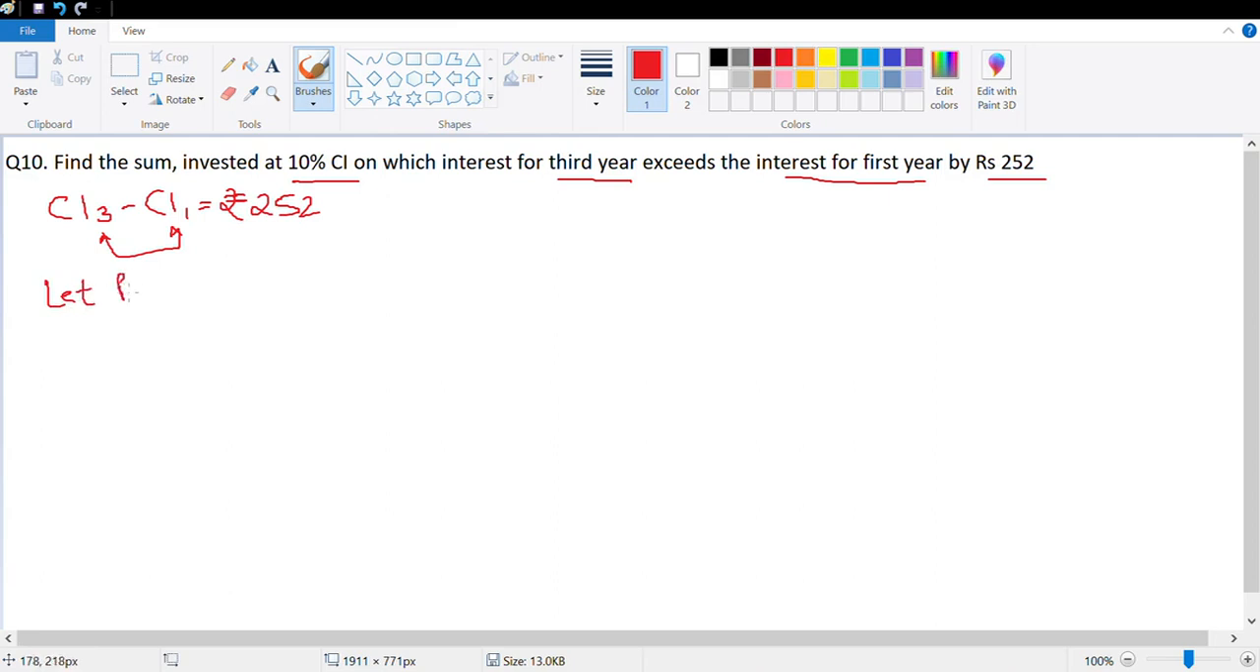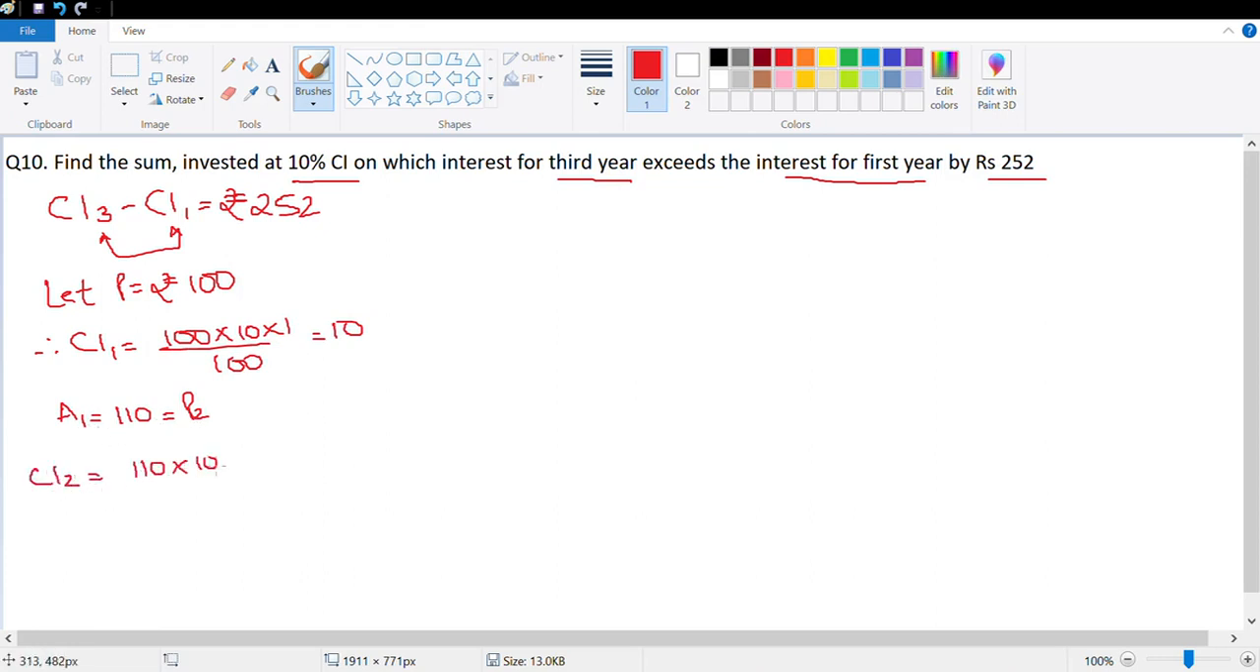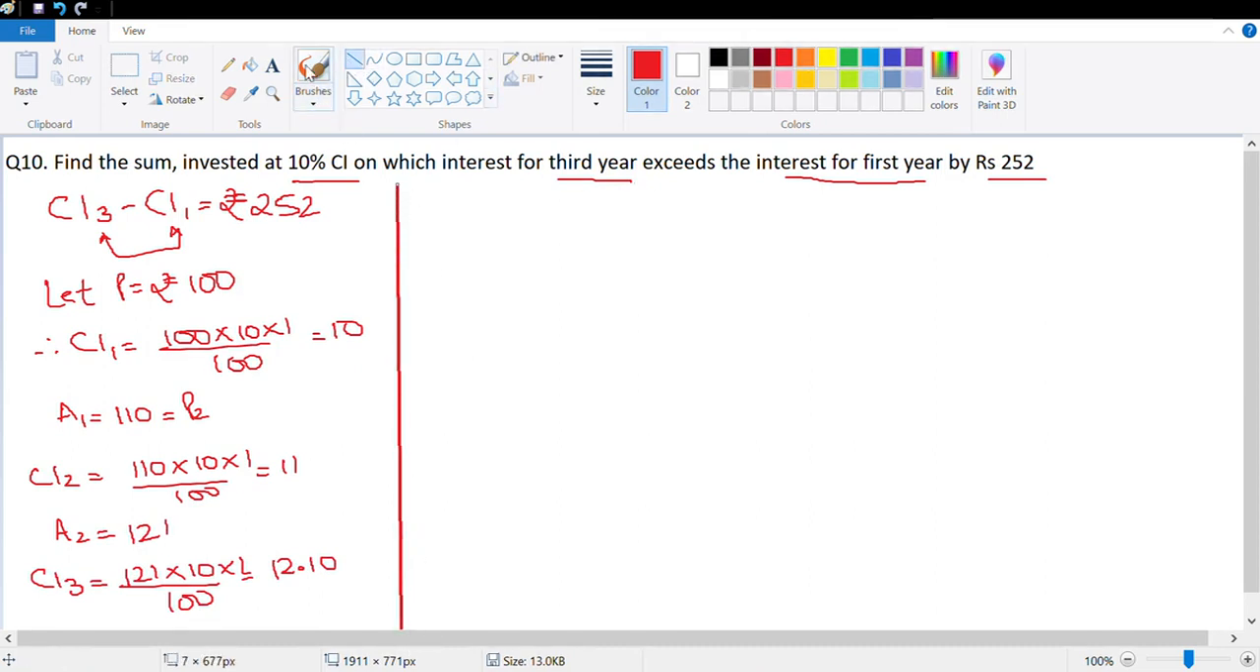So let P be equal to rupees 100. Therefore, CI1 is equal to 100 into 10 into 1 upon 100, which is equal to 10. A1 is equal to 110, which is equal to P2. The compound interest for second term will be 110 into 10 into 1 upon 100, which will be equal to 11. A2 would be equal to 121. Compound interest for third term will be 121 into 10 into 1 upon 100, and that will be equal to 12.10.